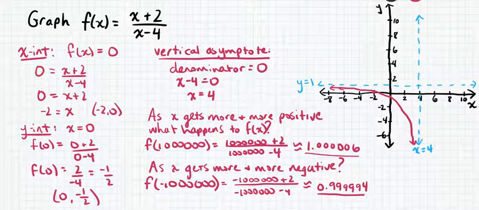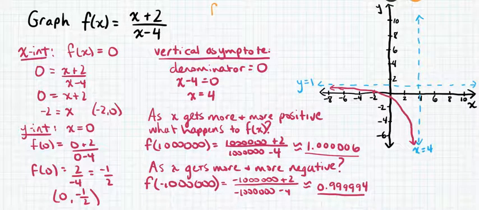I could also try substituting in basically any x values that are to the right of this vertical asymptote, because that's where I need more information about this function. So let's maybe substitute in an x value of 6 and 8 and see what happens.